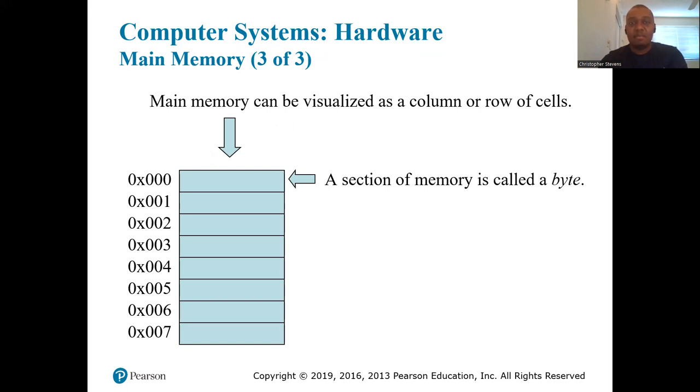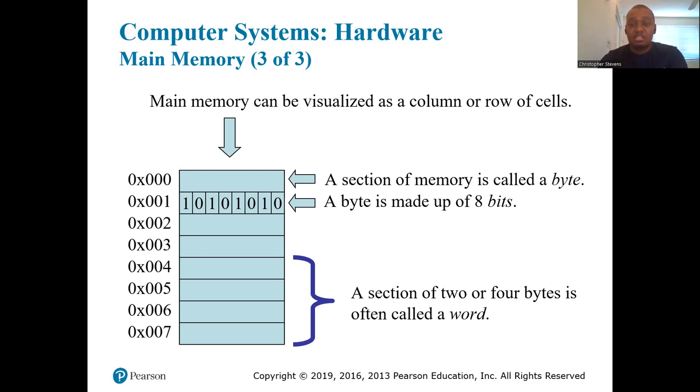Think of it this way. Main memory is just a column or row of cells. And a section of that memory is a byte. And that byte is made up of those 8 bits. And if you take two or four sections, we often call that a word.